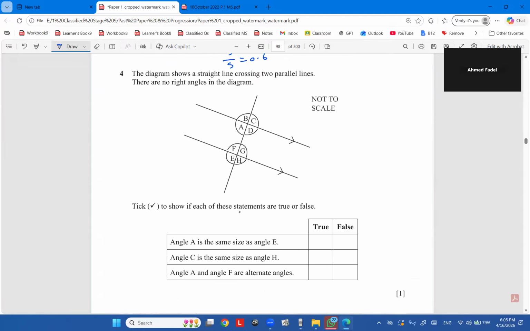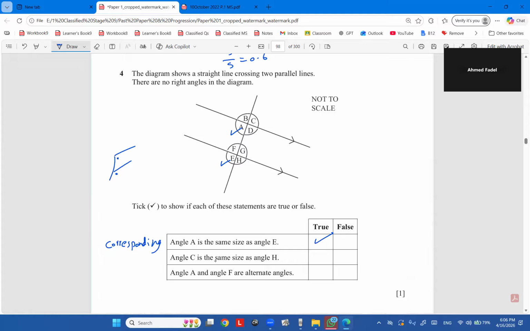Tick to show if each of these statements are true or false. Angle A is the same size as angle E. Correct. Why? Because they are corresponding angles. They did not request that from you, but I'm just explaining it to you. Those angles that have kind of like an F letter, one is inside the parallel sides and the other is outside, and they are not adjacent. They are on the same side of the transversal. This shows corresponding angles. They are equal.